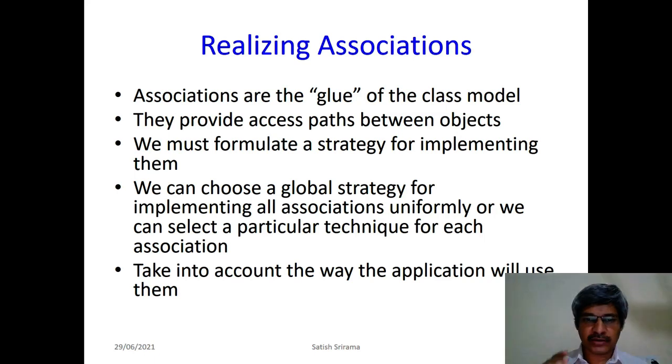Either we can choose a global strategy for implementing all the associations uniformly. That means all the associations in the class model use the same approach. Alternatively, you can select a particular technique for each and every association. What are these techniques? We will talk about them in the coming slides. But whenever we implement these things, we definitely have to take into account the way the application will use them. That is what you base on to find a particular technique for that association or for the complete group of associations.